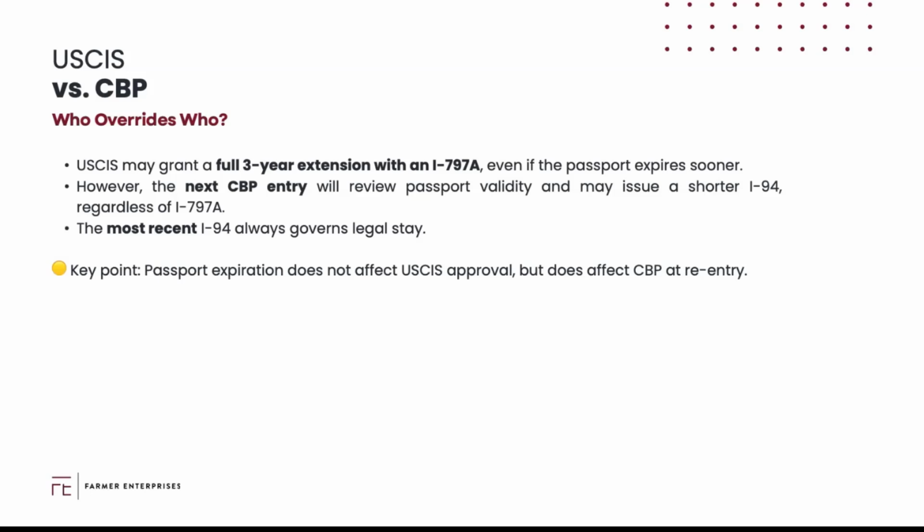However, during the next CBP entry, CBP will review the passport validity and may issue a shorter I-94, regardless of what the I-797A says. And this is something we've seen with some employers facing this issue, where they're only looking at the I-797A, and the employee has exited the U.S. since that I-797A was issued and the new I-94 has been shortened. So it's always very important to look at the most recent I-94. Passport expiration does not affect USCIS approval, but it does affect the employee's I-94 at reentry with CBP.